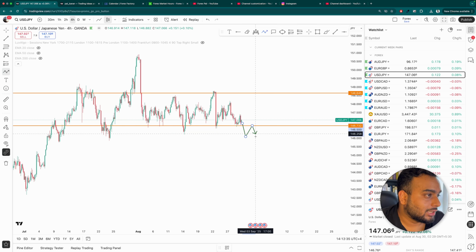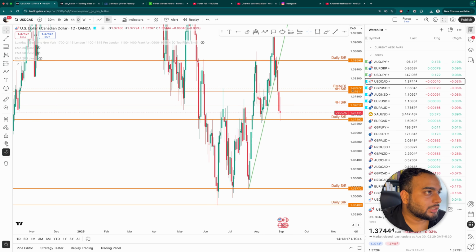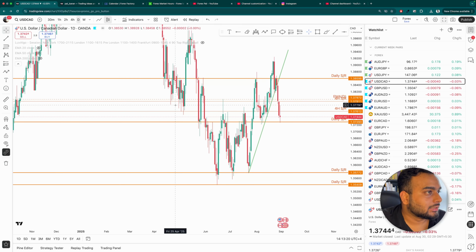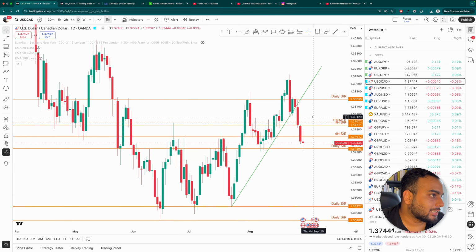Now let's look at USD CAD. Yeah, so this is really nice. The price momentum is big. The red candles are big. Okay, I like the price action on USD CAD.